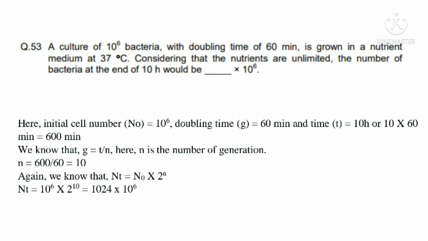Again we know that Nt is N0 into 2 to the power n. Here N0 is the initial bacterial number, Nt is the final bacterial number. When we solve it, the value of Nt becomes 1024 into 10 to the power 6.